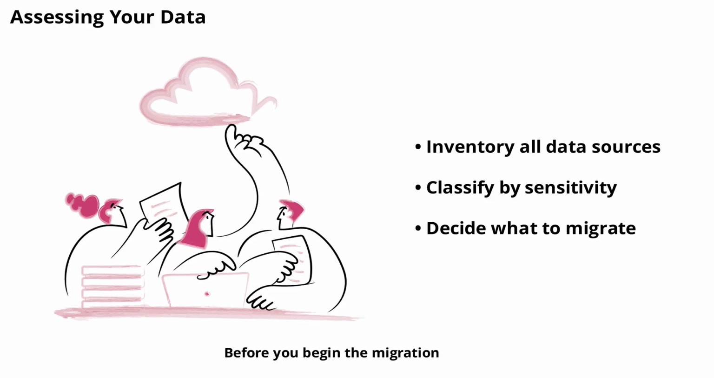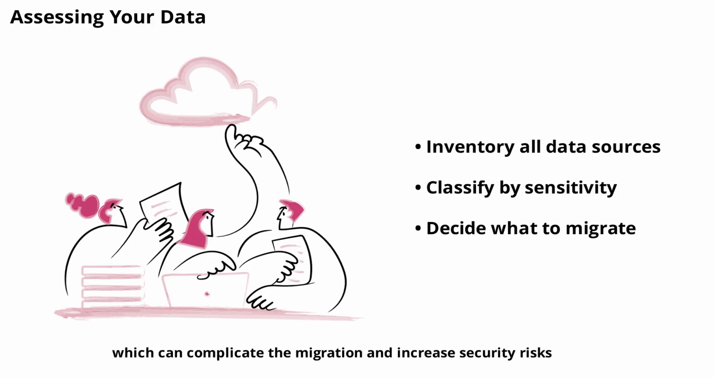Before you begin the migration, it's essential to assess what data needs to be moved. This includes chat histories, shared files, user lists, and integrations. Take inventory of all data sources and classify them based on sensitivity and importance. This step helps you determine what should be migrated, archived, or left behind. By organizing your data, you reduce the risk of transferring unnecessary or outdated information, which can complicate the migration and increase security risks.